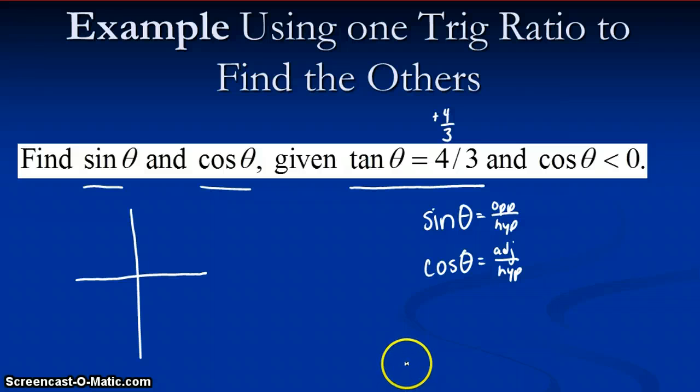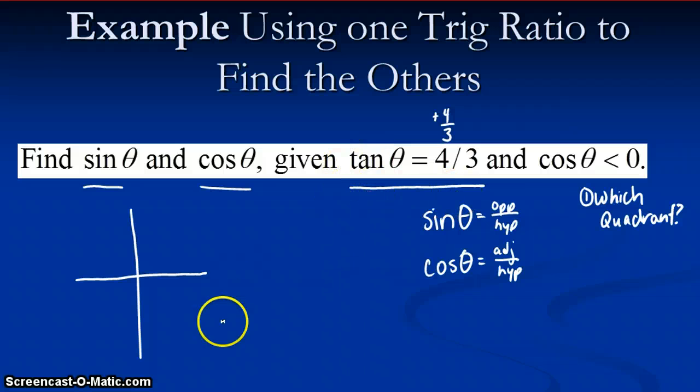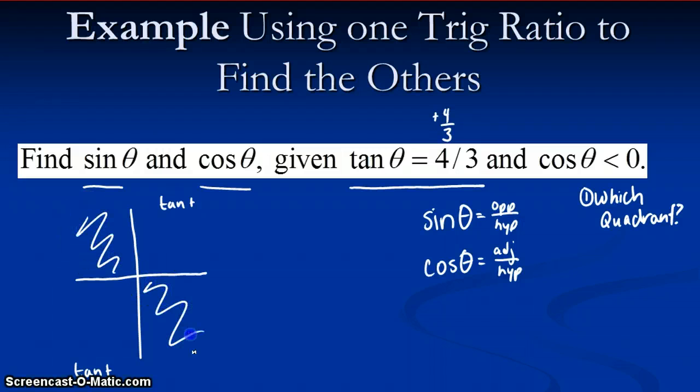So for these types of problems, the first thing you're going to do is figure out which quadrant the triangle is going to be in. So step 1 is finding the quadrant. In order to do that, I need to remember which quadrant tangent is positive in. The problem is that happens twice. I know tangent is positive in quadrant 1 and tangent is positive in quadrant 3. So one trig ratio alone is not enough information to figure out the quadrant. I can eliminate quadrants 2 and 4 though.